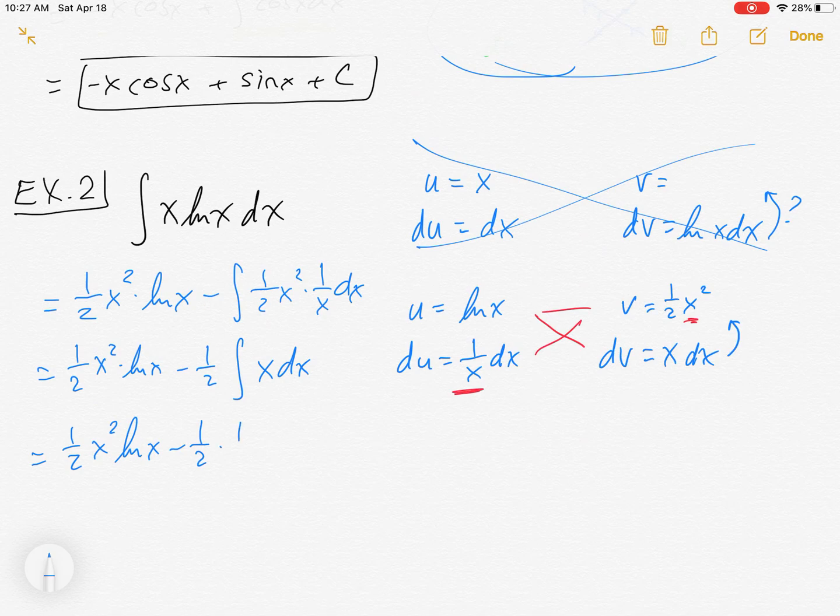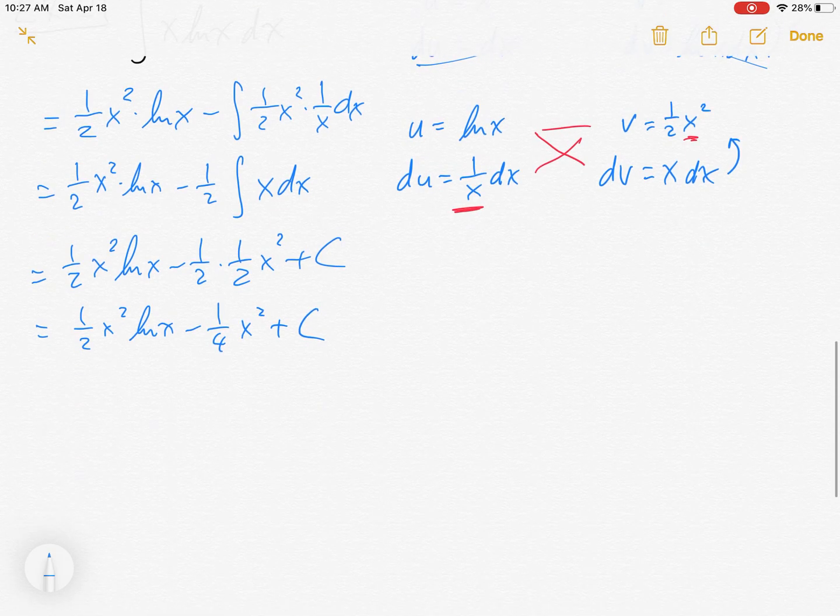And this is how they all work, basically. So this is 1/2 x squared times ln of x minus 1/2 times 1/2 x squared. Now we need a plus c. In other words, you could factor a 1/2 out of here. You could factor a 1/4 out of here if you want. Maybe I'll do the 1/4 at the end. Minus 1/4 x squared. Oh, and we could factor out x squared. That's really our answer, but we could clean this up a bit.